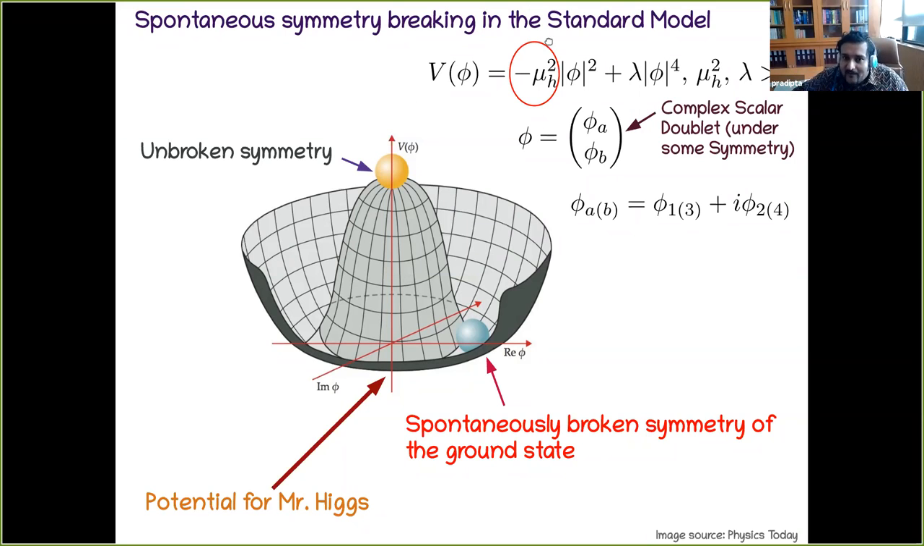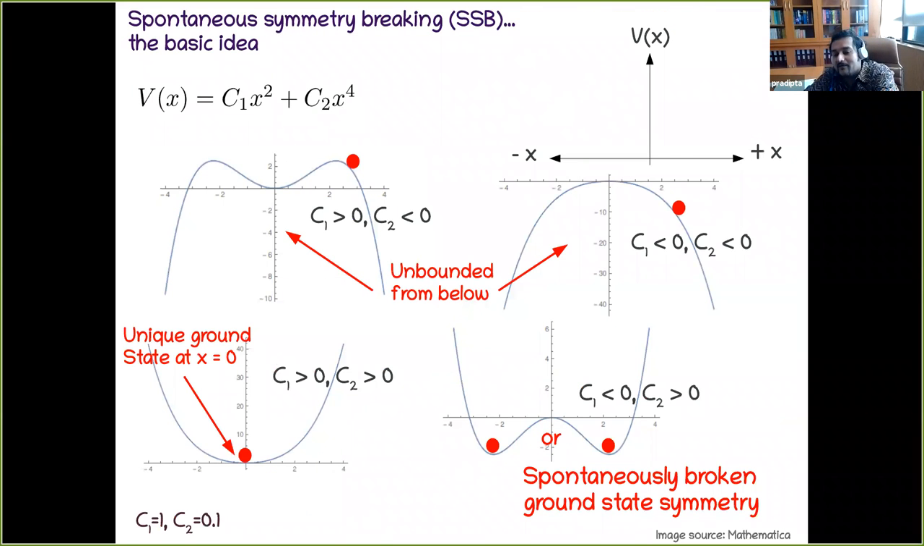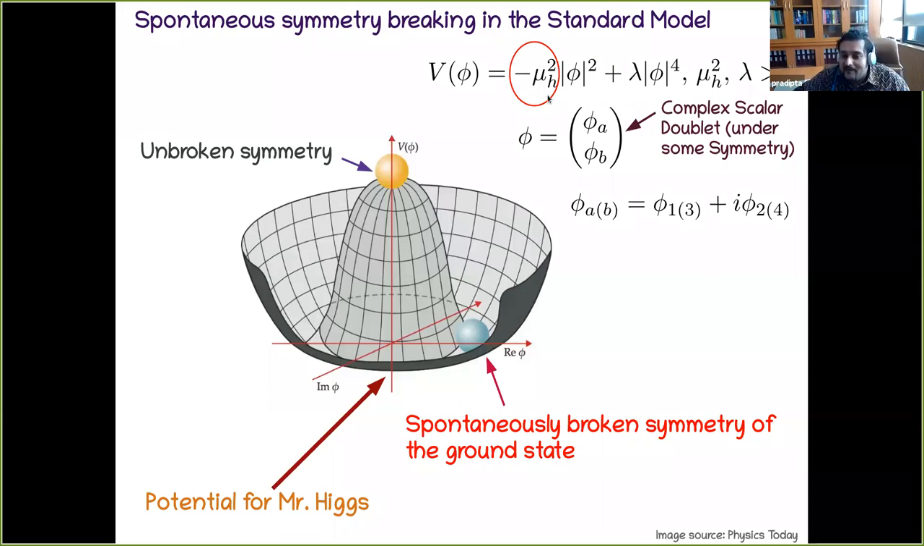If you take a look at this V(phi), it precisely has the same structure as the fourth example, where C1 is less than 0 and C2 is greater than 0. So in this example, I have a coefficient mu square appearing with the quadratic term, and lambda is the coefficient appearing with the quartic term. Both mu square and lambda are greater than 0. Now, because I am working in the context of real particle physics, this phi is no longer just a kind of wave function. It is actually a field, but it is a complex scalar doublet under some symmetry.